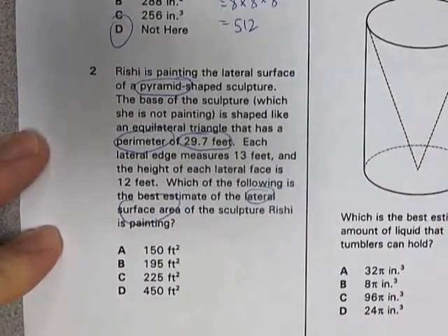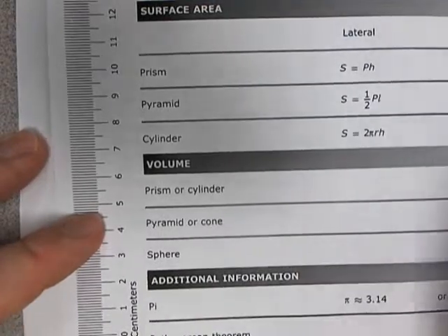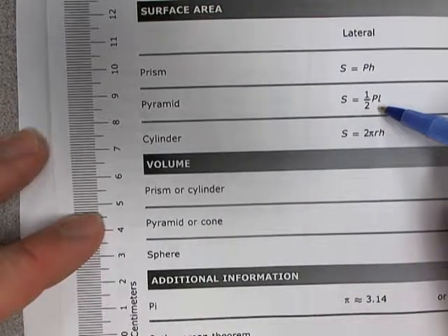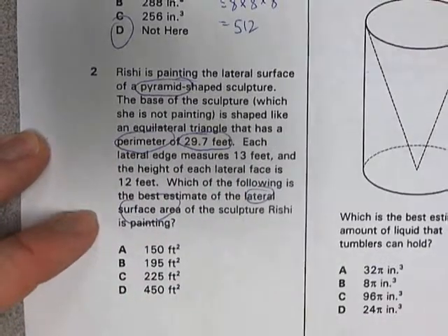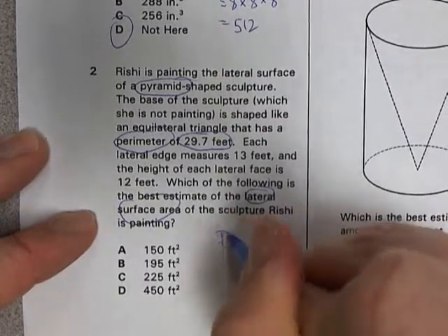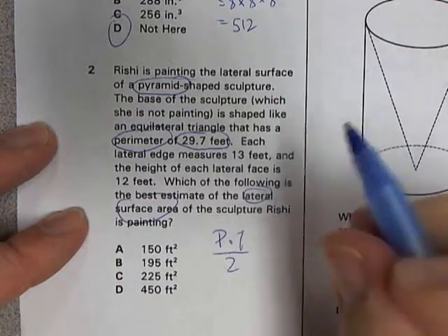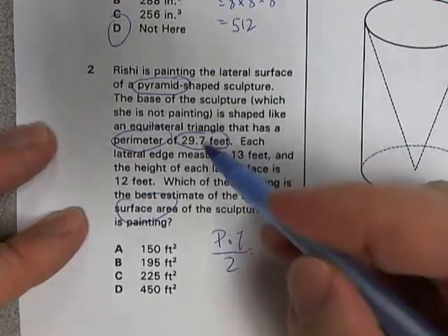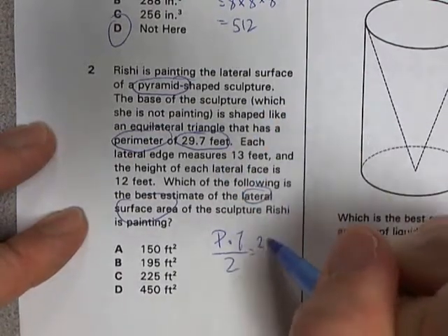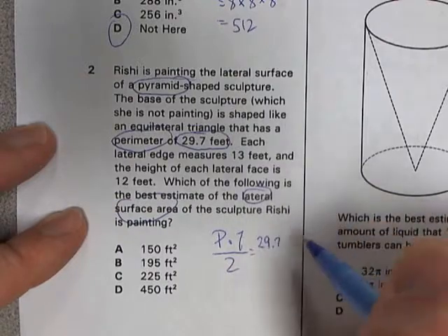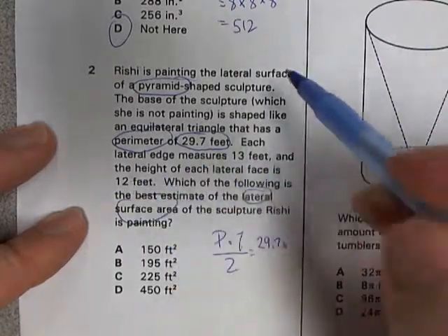So we're using the formula for lateral surface area of a pyramid, which is here. So let's write perimeter of the base times the slant height divided by 2. So the perimeter of the base is given to us. It's 29.7. The slant height is either 12 or 13.